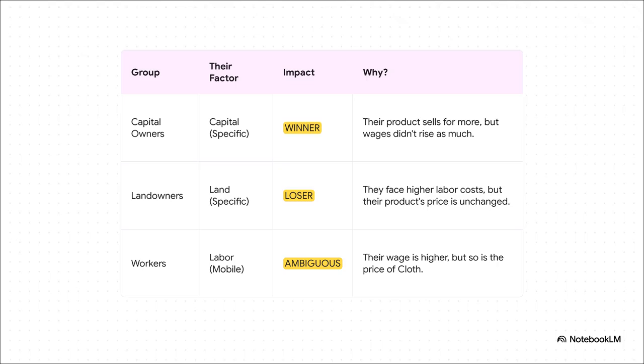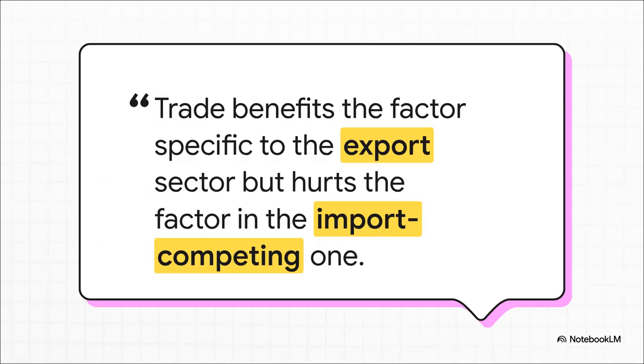And what about the workers, the mobile group? Well, for them, it's ambiguous. Sure, their wage is higher, but the price of cloth is also higher. So whether they're actually better off really depends on how much cloth versus food they like to buy. And that's the crucial takeaway. Your view on free trade might depend entirely on what you own.